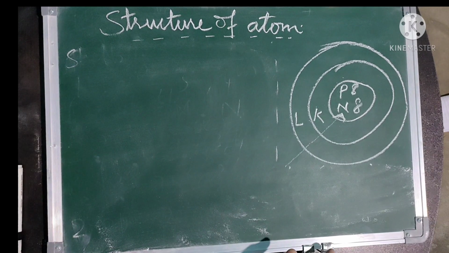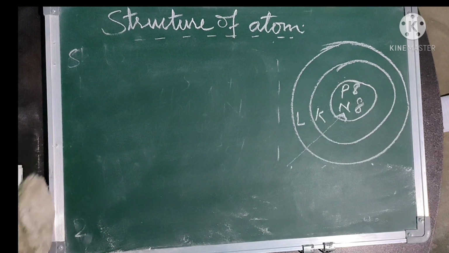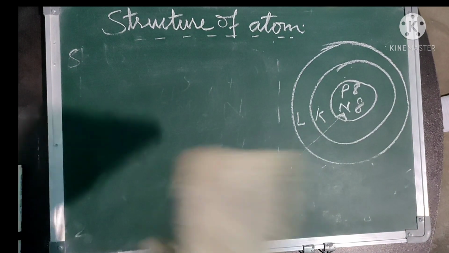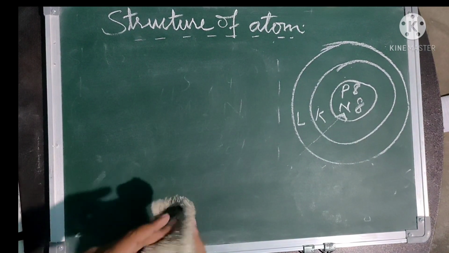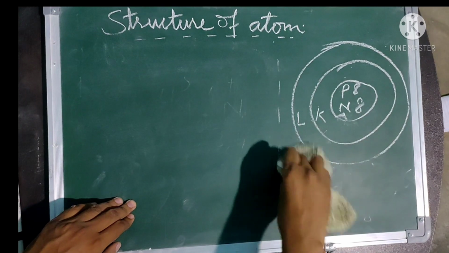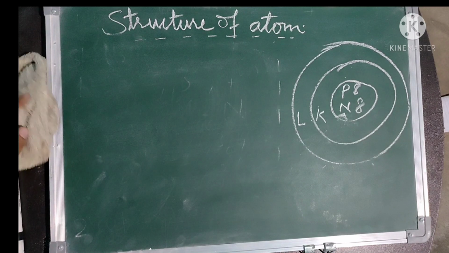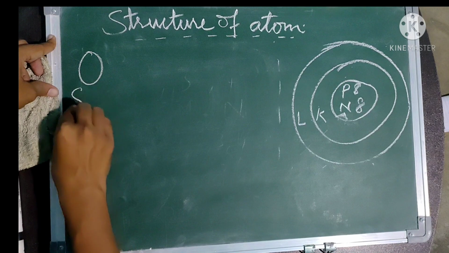Let us see how electrons are distributed in oxygen atom. Let us see now how electrons are distributed in oxygen atom. Oxygen we will represent again like this.